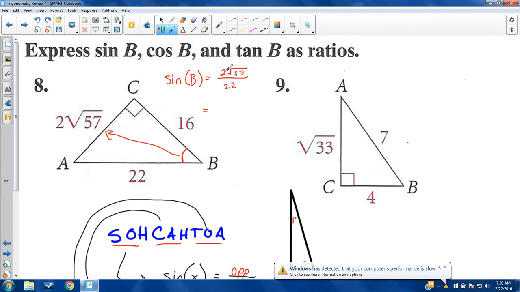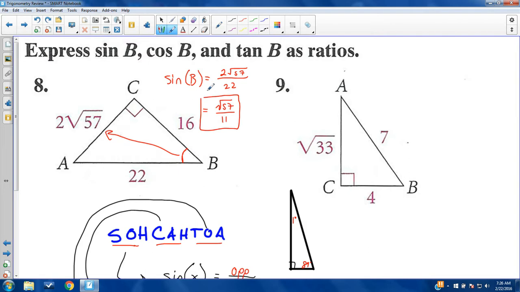So this becomes 2 over 22, which reduces to 1 over 11. So 1 times the square root of 57 is just root 57, divided by 11, like so. That is the simplified version of that answer, sine of b.